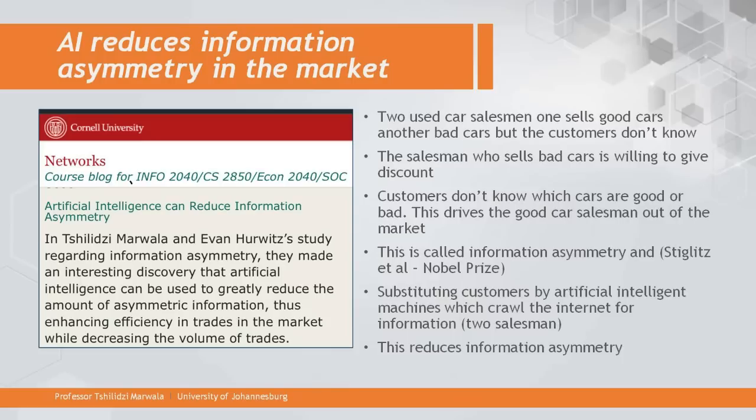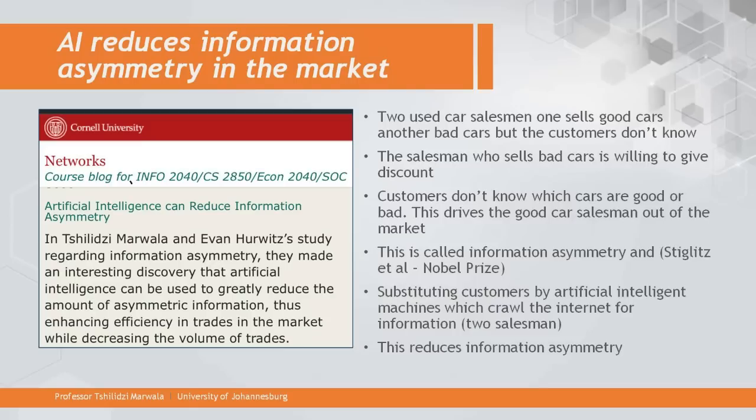And one of the theories that was proposed by Tshilidzi was, in fact, he won a Nobel Prize for this, the theory of information asymmetry. What he basically said was that information asymmetry means, if I'm the customer, I know less about the product than the person who is selling it. They use the concept of a used car salesman where one person is selling good cars, another one is selling bad cars, but you don't know which one is which. Because the person who is selling bad cars is probably more willing to offer a discount than the person who is selling good cars, it actually drives the person who is selling good cars out of the market. And as a result, information asymmetry distorts the market.